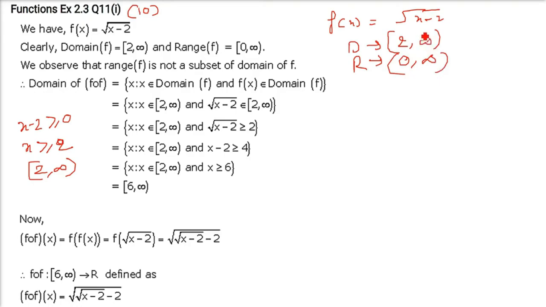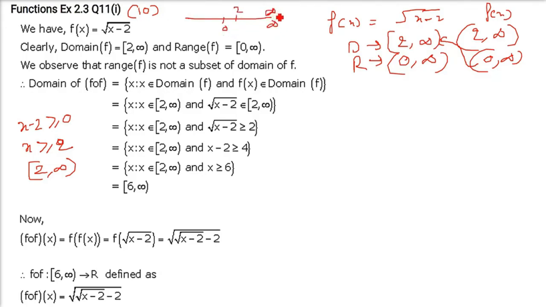When we are going to find out fof, f of f(x), how will the domain and range change? I'll just show you. For f(x), 2 to infinity is the domain, and the range is 0 to infinity. So 0 to infinity is not the subset of 2 to infinity. In fact, 2 to infinity is the subset of 0 to infinity. I hope you got the idea. It is not the subset. So we have to devise a way to find the domain on which it is defined, as I was telling you earlier in earlier questions. So how to do this?